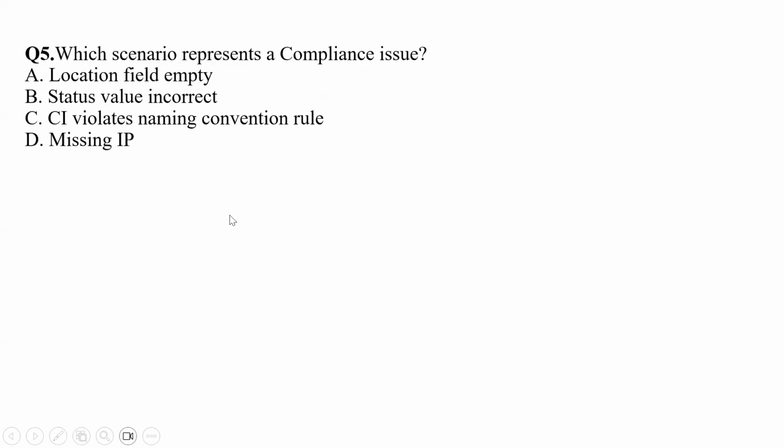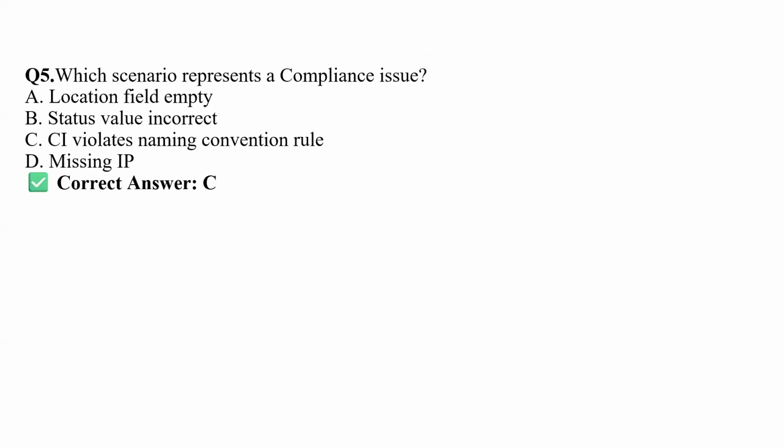Next one. Which scenario represents a compliance issue? Compliance issue means the rule should be followed. Option A, location field is empty, is a completeness issue. Option B, status value is incorrect, is a correctness issue. Option C, CI violates naming convention rule. Option D, missing IP, is also a completeness issue. Option C, the CI violates the naming convention rule, has not followed the rule. That's why the answer is a compliance issue. The correct answer is option C. Naming convention rule violation means compliance.